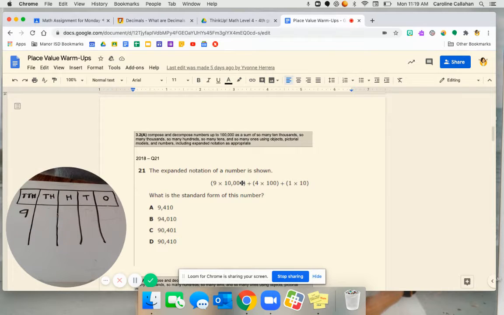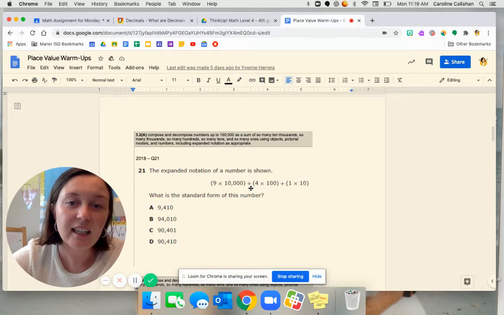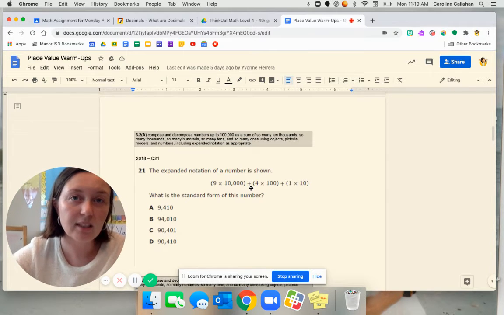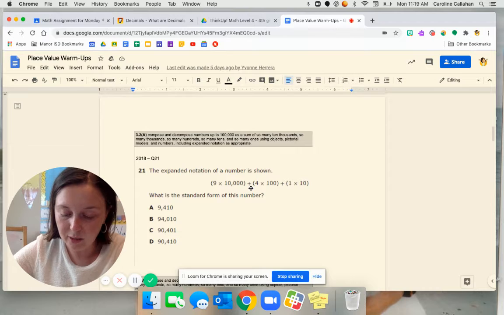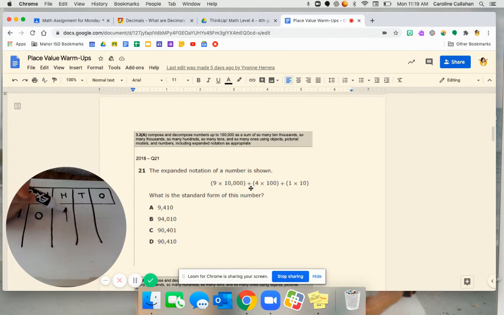And now I'm going to look in my thousands place. I don't see anything times 1,000, so that means I should put a 0 in the thousands place. Next, I'm going to look at the hundreds, and it looks like there is a 4 times 100, so I know one digit per place value, I'm going to put a 4. The next thing is 1 times 10. There is a tens place, and it looks like there is a 1 that should be plugged in there.